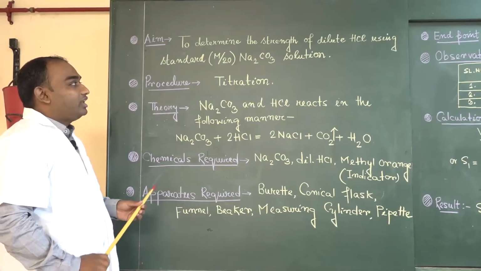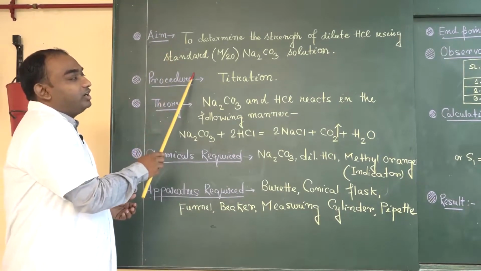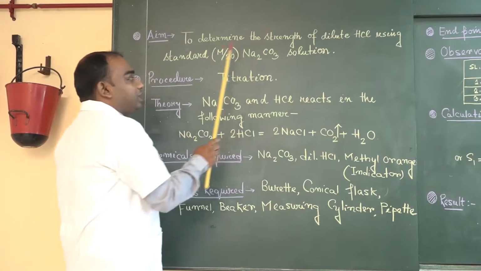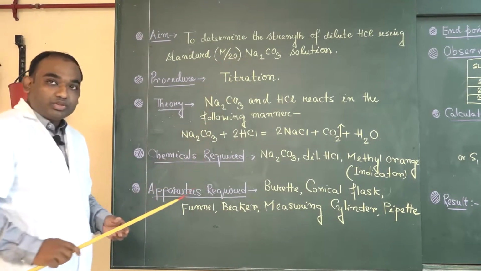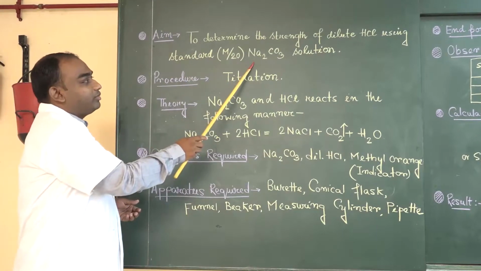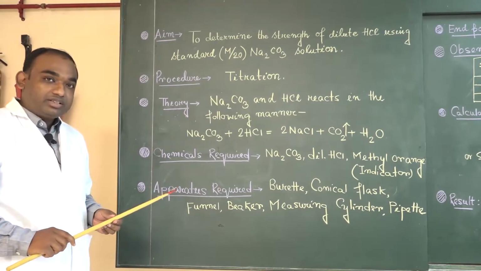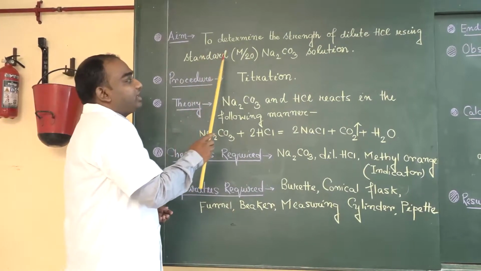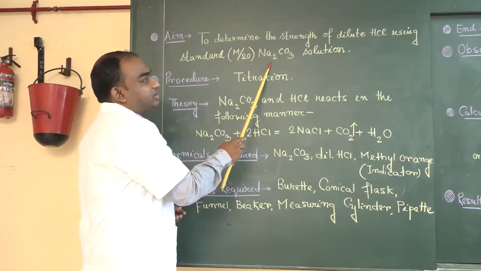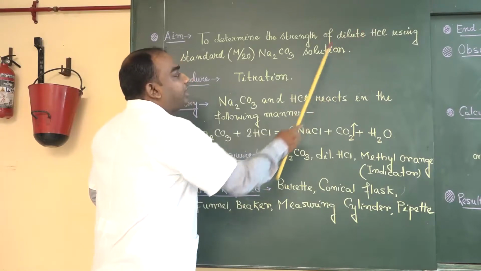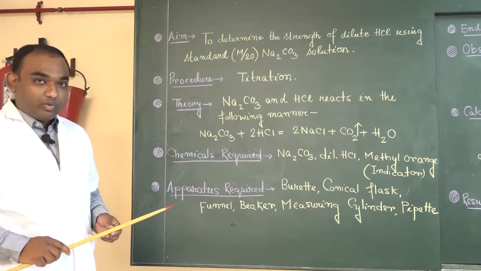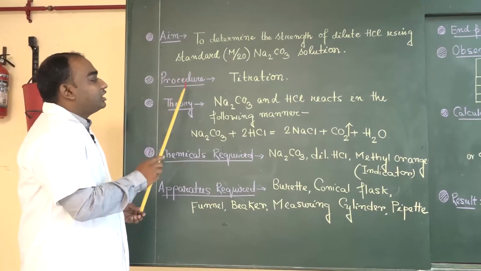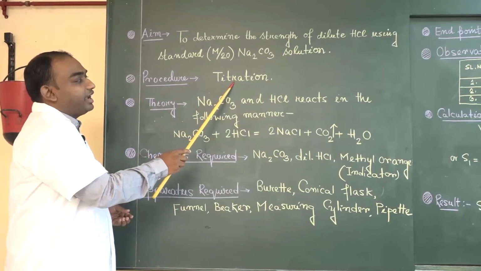Okay students, so what is the aim of our experiment? We will try to find the strength of HCl using sodium carbonate solution. Sodium carbonate is the standard solution. Standard solution means the solution whose strength is known to us. So using the standard sodium carbonate solution, we will try to find the strength of HCl solution. This we will do with the help of titration. That is why in the procedure it is already mentioned as titration.